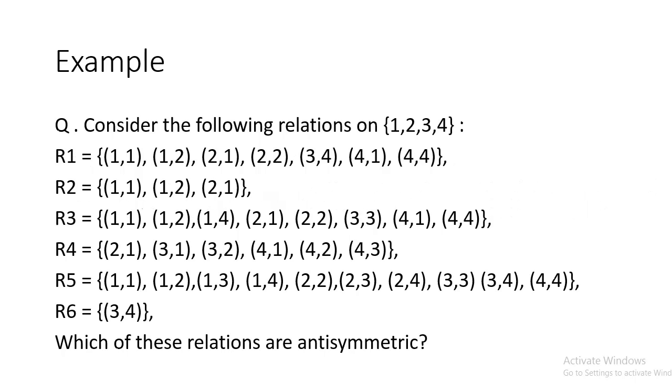In R4, see here the relation R4. Here the pair (2,1) is present but not (1,2). Similarly (3,1) but not (1,3), (3,2) but not (2,3), (4,1) not (1,4), (4,2) not (2,4), and (4,3) not (3,4). So there are no pairs like (a, b) and (b, a). That's why R4 is antisymmetric. Likewise R5: (1,2) not (2,1), (1,3) not (3,1), (1,4) not (4,1), (2,3) not (3,2), (2,4) not (4,2). That's why R5 is also antisymmetric.